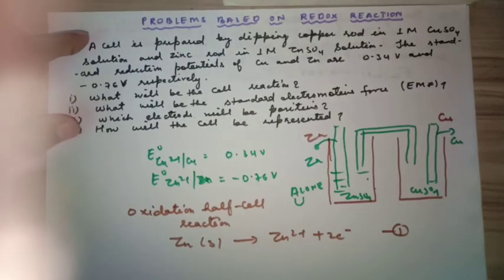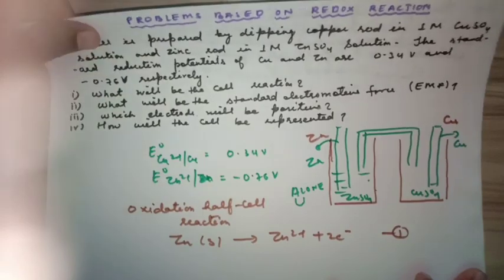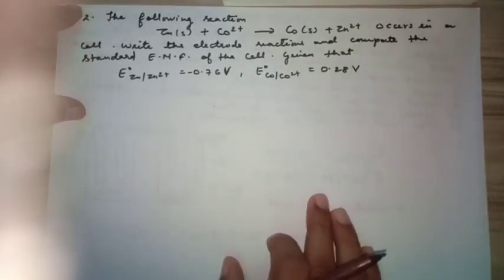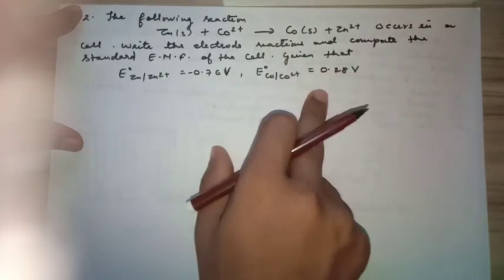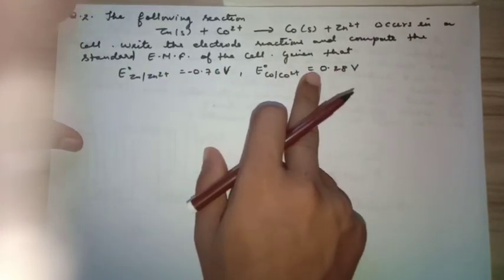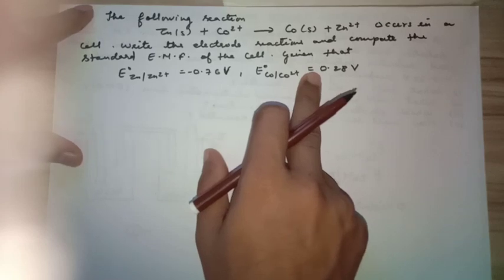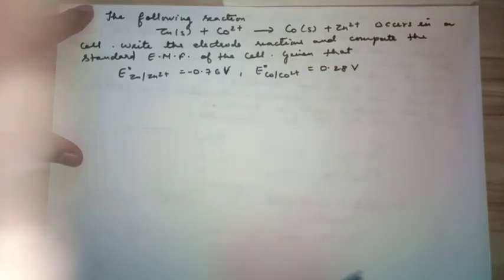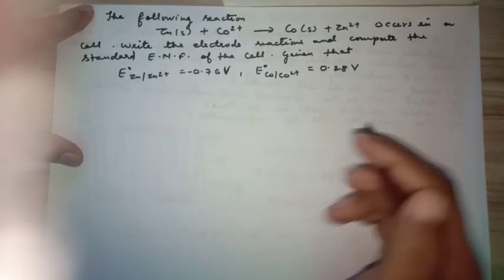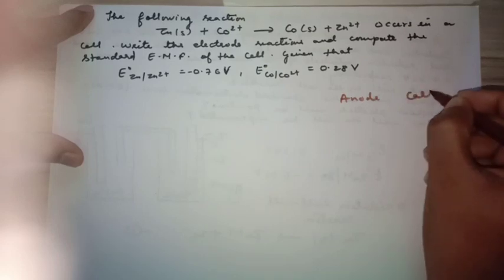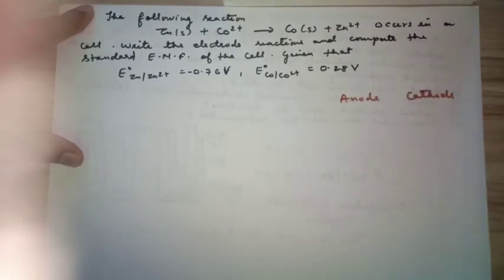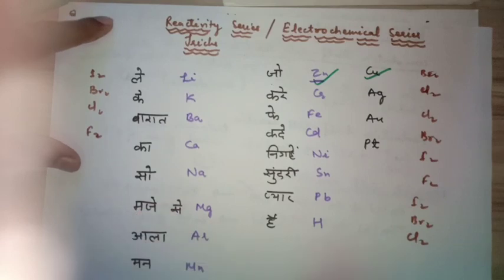Now moving to the next question. Here the given is zinc being reacted with Co2 plus to give Co and Zn2 plus, occurring in a cell where the EMF of the cell is given. So we have to find the electrode reactions and compute the standard EMF. So we have to write the electrode reactions. It is the same case: one part is anode and the second part is cathode. Let's see which is going oxidation and which is going reduction.